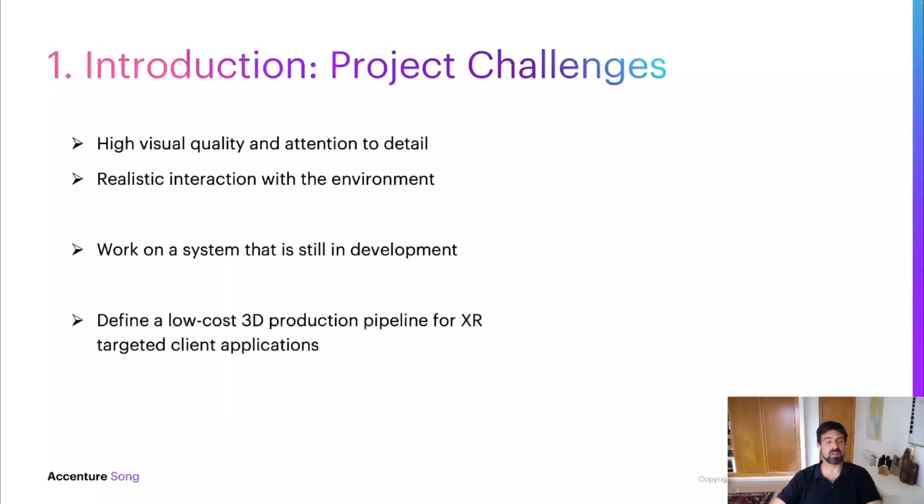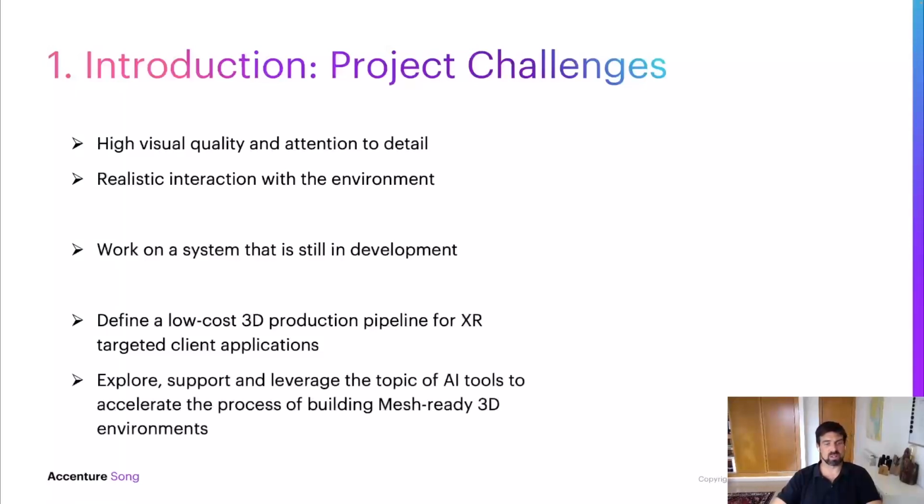At the same time, we want to define a low cost and quick 3D production pipeline for this XR approach, so that we can create a product or a service that we can bring to our clients in the future, recreating their spaces and their offices, and show that on the example of our office. And of course, at the same time, we're also looking into using AI tools or other automations to make our process super lean and super fast. I'm now handing over to Pedro, who will talk in detail about these processes and what we've done so far.